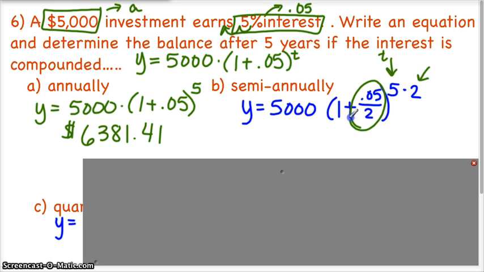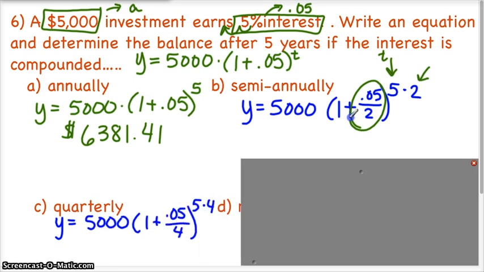When we look at the quarterly, I took the 5% and divided it by 4 because quarterly means it's going to happen every 3 months or 4 times a year. Then I took T, the number of years, which is 5, and multiplied it by 4. I'm going to get 1/4 of the interest each time I gain interest, but I'm going to gain the interest 4 times for 5 years.